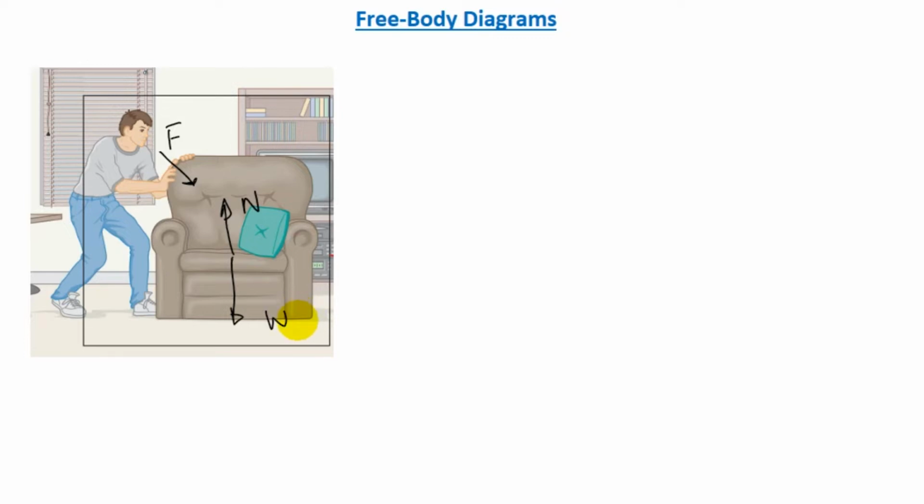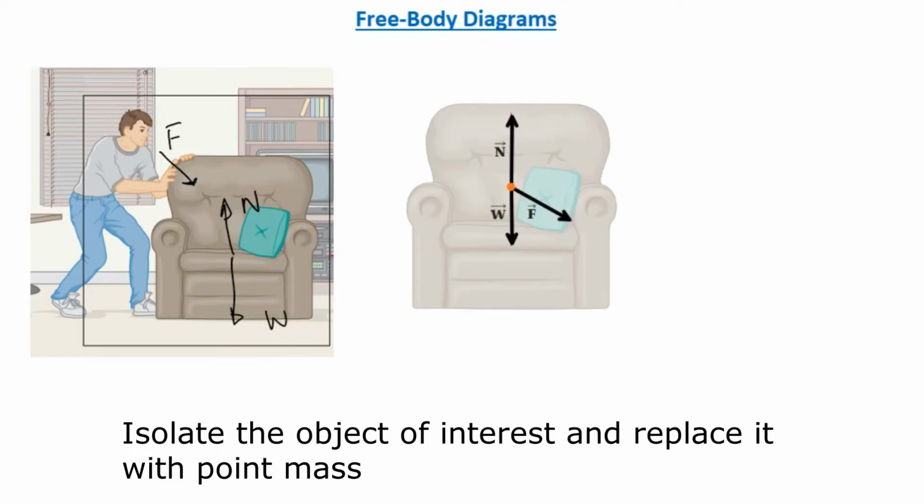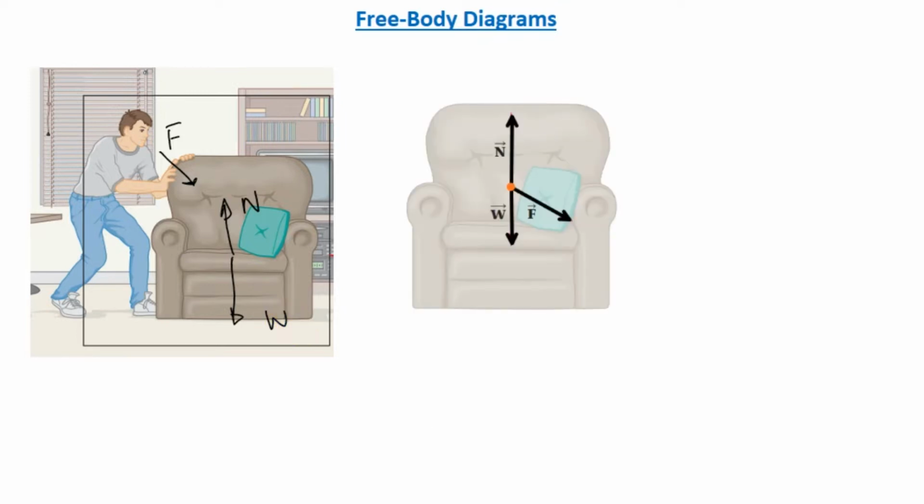Now the next step is to isolate the object of interest and replace the object with a point particle of the same mass. So we have isolated the object, considered a point mass, and shown all the forces acting on that point. So this is the second step. Now the next step is to define the coordinate system.